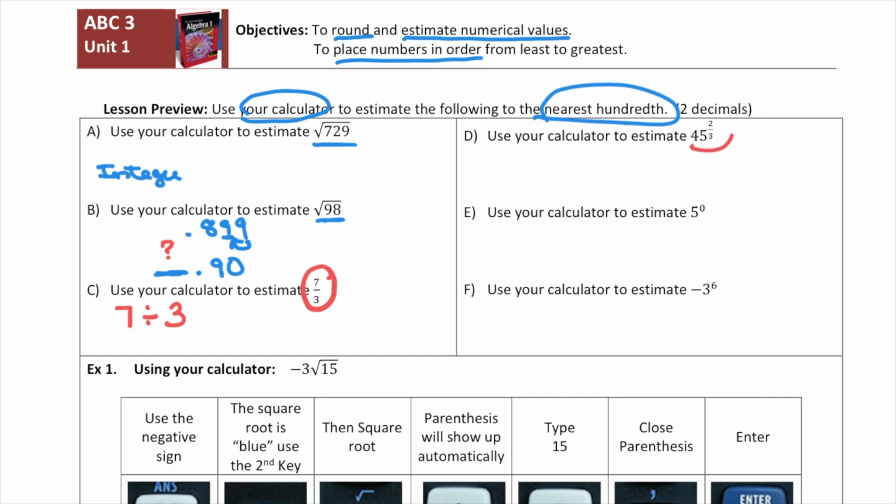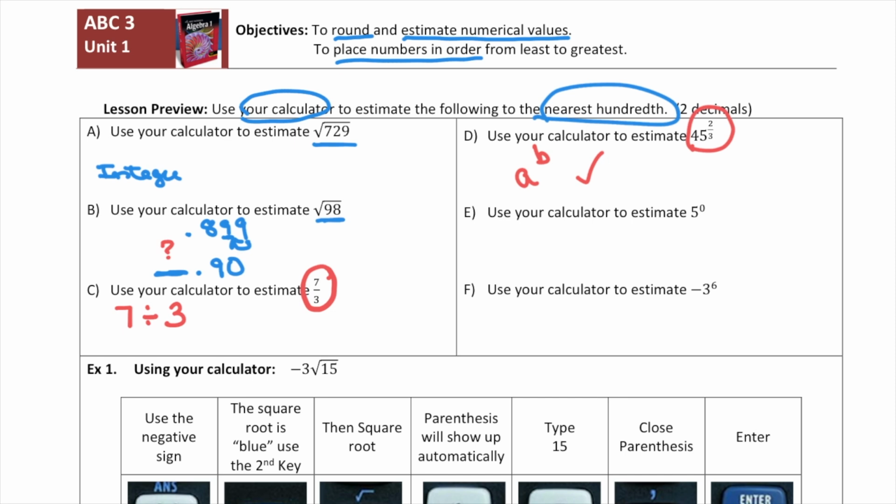The next one is a little bit more complex. You're going to use the button on your calculator that has A to B on it, so that you can find the 45 to the 2/3 power. Give it a try. I will explain how to do it later, but let's see what you can come up with.